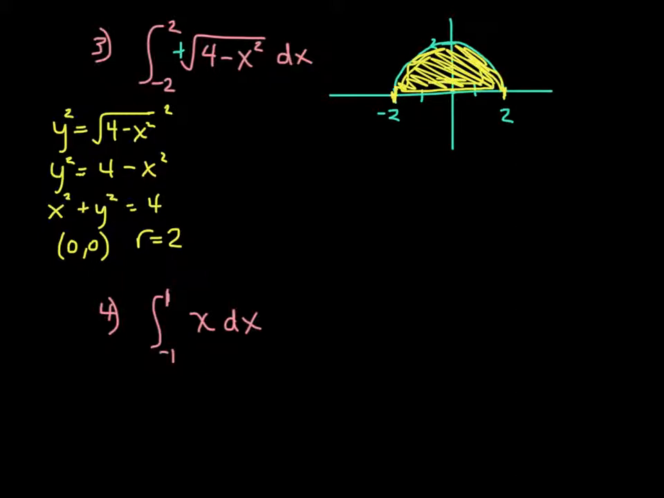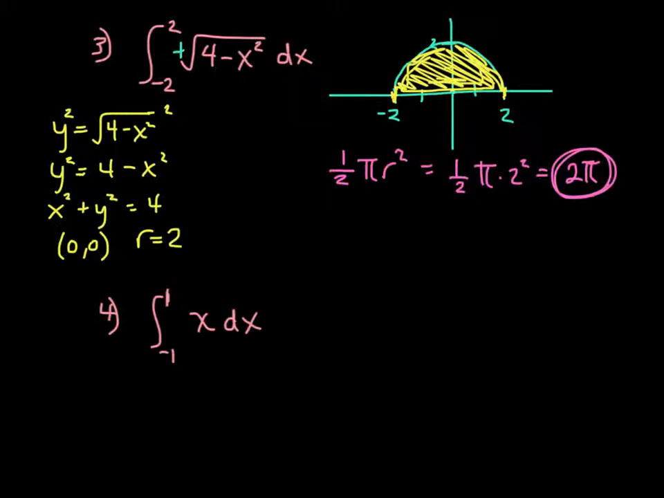And so again, now let's pull out our formula for area of a circle. We should know it is pi r squared. Half of that, since we're only talking about half of the circle, is half pi r squared. And so we can go ahead and fill this in as half pi times 2 squared, which would be half of 4, so 2 pi. And we can leave it in terms of pi. That is the integral from negative 2 to 2 of square root 4 minus x squared dx.